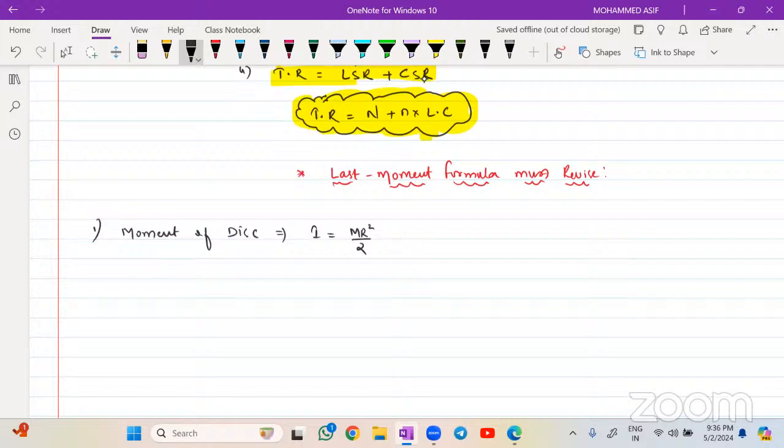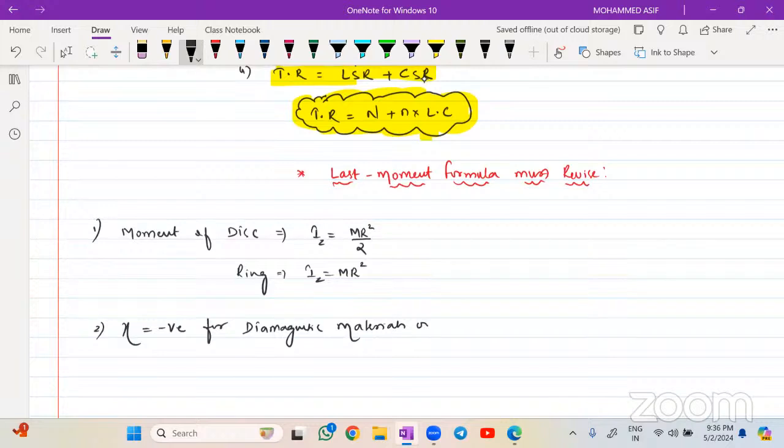Clear? What will be the moment of inertia for a ring? For a ring, moment of inertia I is equal to m r square about an axis passing through the center and perpendicular to the plane. Clear? One more very important formula: susceptibility is negative for what material? For diamagnetic materials only.